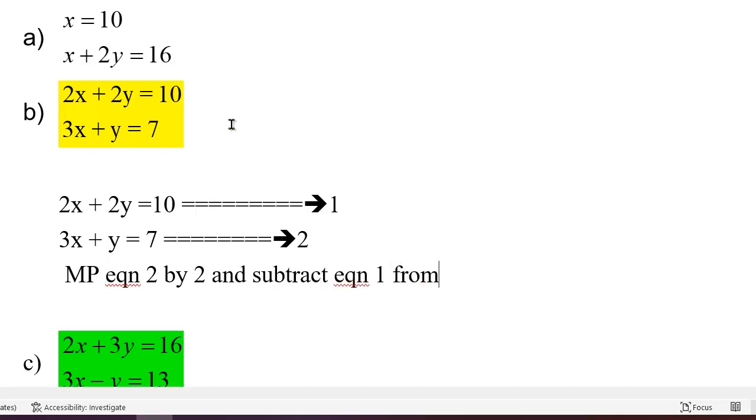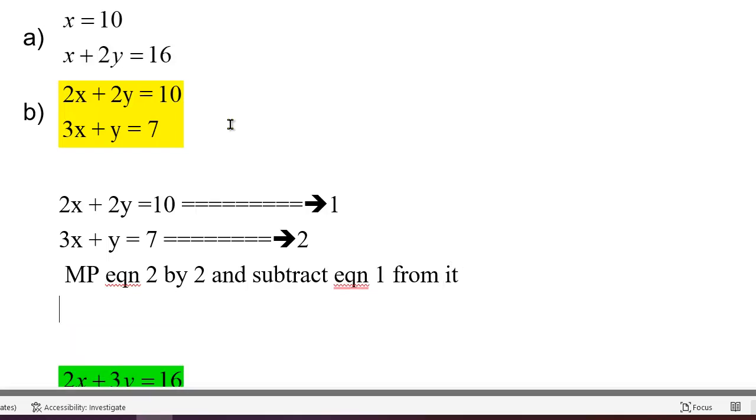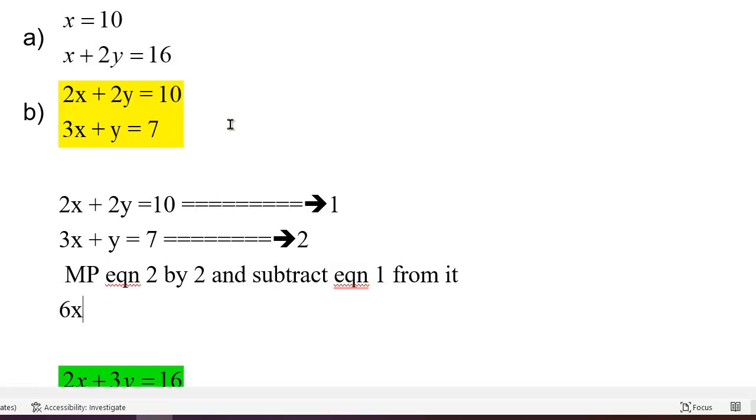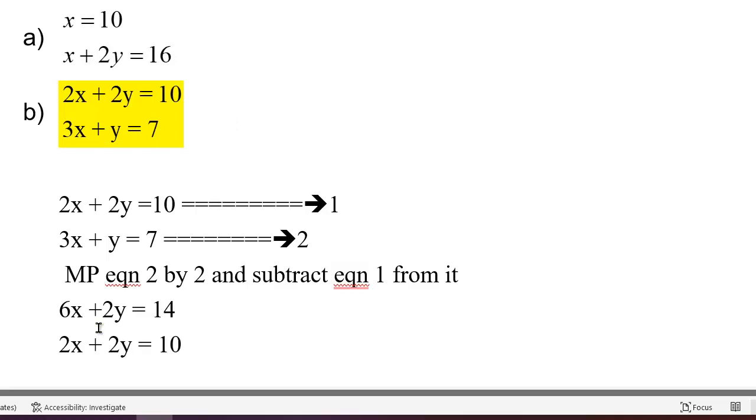equation 1 from it. So when I multiply equation 2 by 2, it will give me 6x plus 2y equal 2 into 7, which gives us 14. And from this equation I'm going to subtract equation 1. Equation 1 is 2x plus 2y equal 10. So here I'm going to subtract.